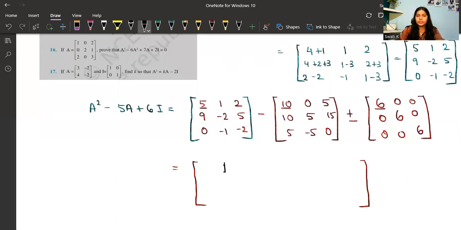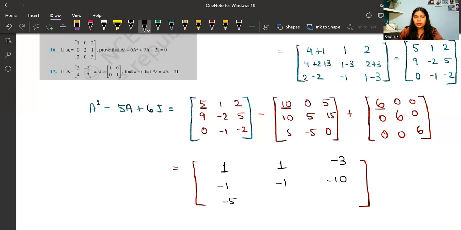So we got the first entry. Next is 1 minus 0, that is 1, and then 0 only. Let me remove this as well. So it is going to be 1. Next is 2 minus 5, that is minus 3, and then 0, so it is minus 3. Next we have 9 minus 10, that is minus 1. Next we have minus 2 minus 5, that is minus 7, and minus 7 plus 6 is minus 1. Next we have 5 minus 15, that is minus 10. Next we have 0 minus 5, that is minus 5 only.